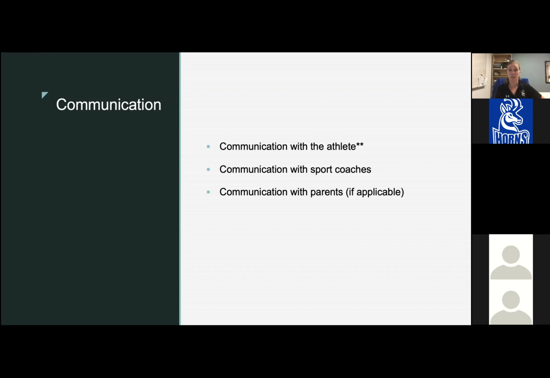So communication is huge here with the athlete, obviously, and we have seen in previous presentations things like monitoring sheets, and so creating that communication so that they feel comfortable sharing that information, and then with the sport coach. And then, if applicable, I put in obviously communication with parents.